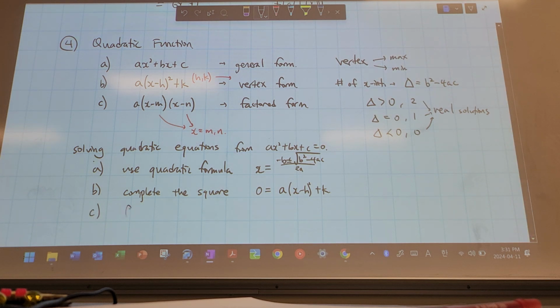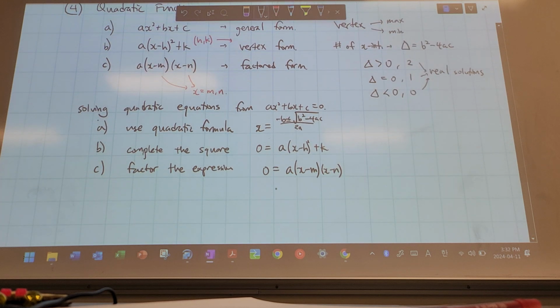Whereas the last one is to factor the expression into 0 is equal to a times (x minus m) times (x minus n), a factored form, and then we immediately know that x is equal to m and n, right? So this is easy when you have a quadratic expression that's easy to factor, especially when a is 1, or if everything is simple enough.